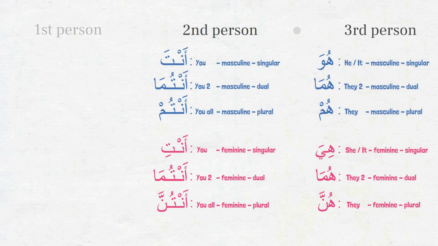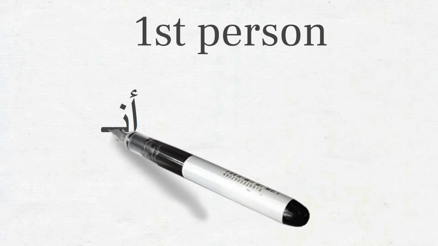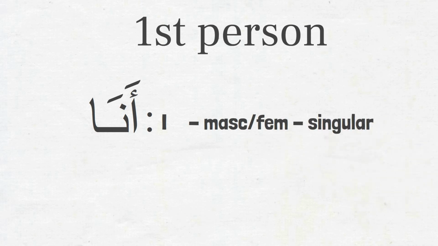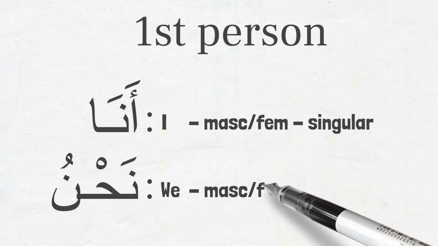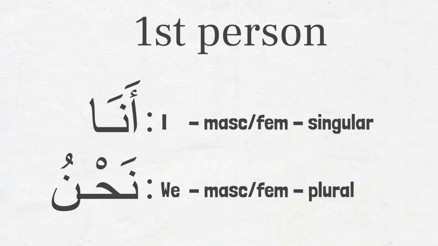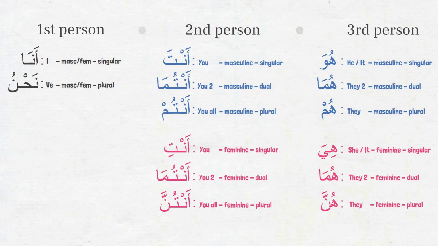Finally, we've got a couple of pronouns left to cover for the first person, which are ana, which means I, and nahnu, which means we. There is no dual for the first person. So together we have ana, nahnu, which means I and we. That's it. I know it's a lot, but let me suggest to you an easy way to memorize these pronouns.